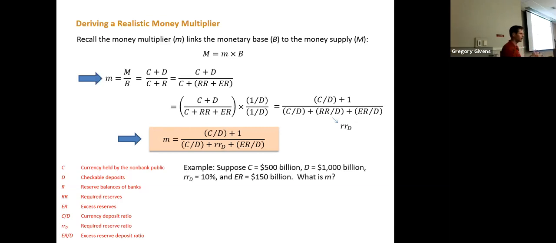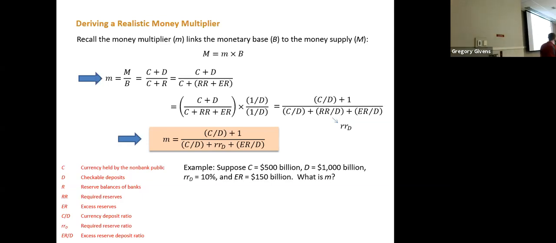Okay, let's do a quick example to illustrate what we're talking about. Let's suppose that I told you that the amount of currency in circulation was $500 billion. We had $1 trillion worth of deposits in banks. The required reserve ratio was 10%, and banks were holding collectively $150 billion in excess reserves. Can you tell me what the money multiplier is going to be?